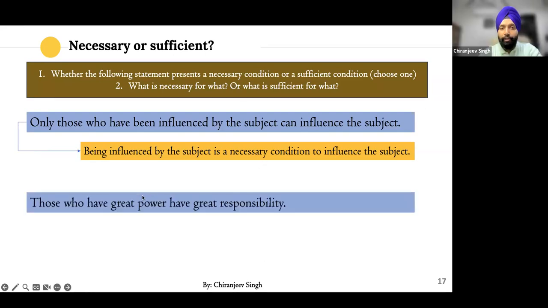Again, in this statement, you have to tell me whether it's presenting a necessary condition or a sufficient condition. And then whatever you say, what is necessary for what, or what is sufficient for what.